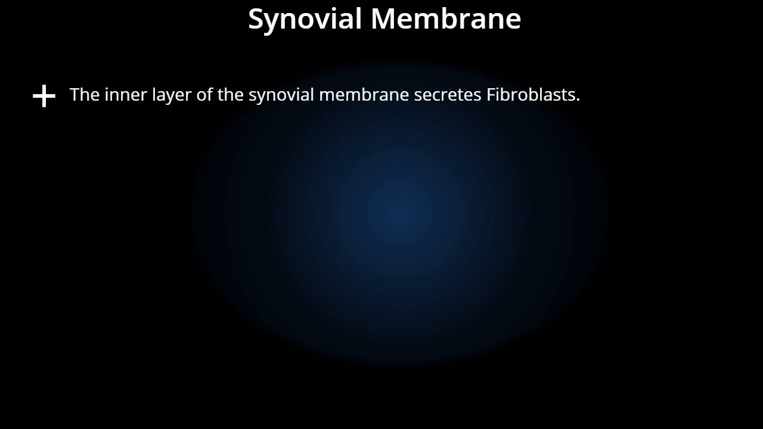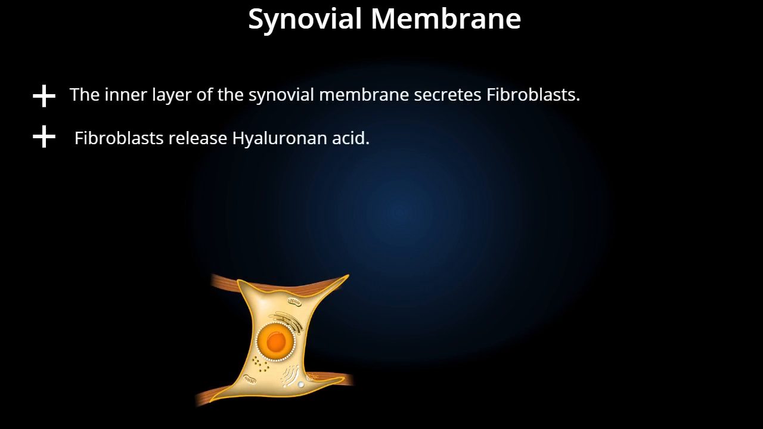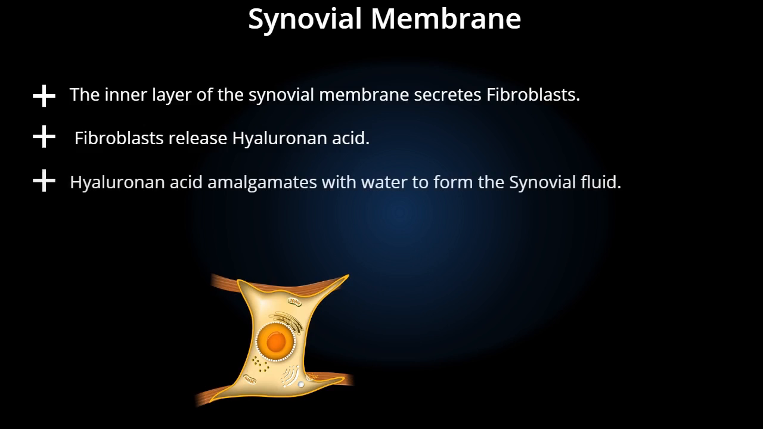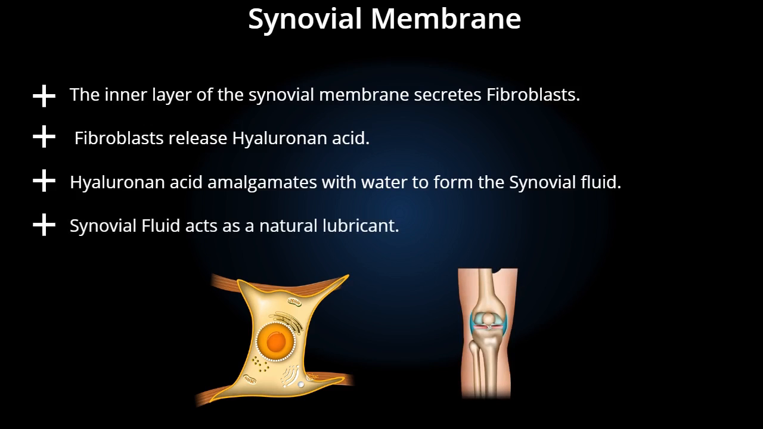The inner layer of the synovial membrane contains fibroblasts, which are a type of cell which releases an acid called hyaluronic acid. This acid amalgamates with water to form the synovial fluid, which in turn acts as a natural lubricant, enabling the joints to move freely without any friction.